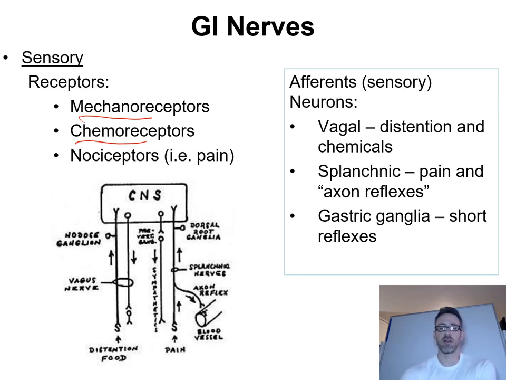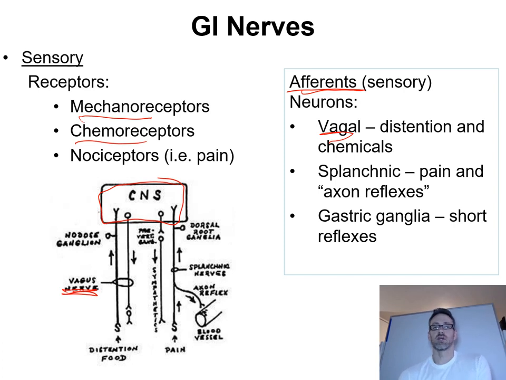And so the afferents are sensory neurons. We have really these three types that I've listed. We have vagal, and so the vagus nerve, if you recall, is a parasympathetic nerve. It originates from the brainstem. And so we look over here at the cartoon. So this is the central nervous system. Now in the central nervous system, we're looking at the vagus nerve. So it's right here.